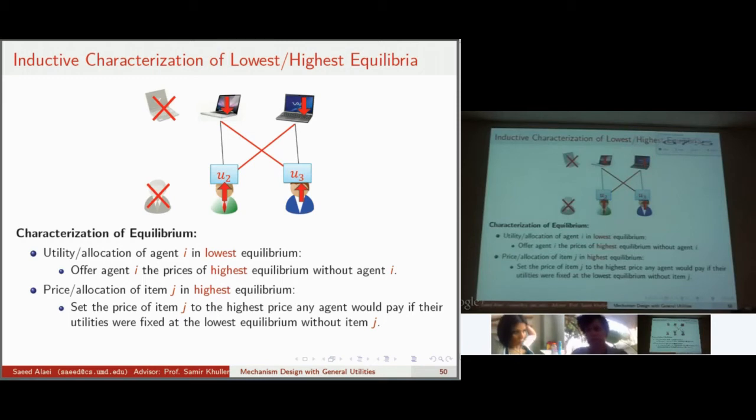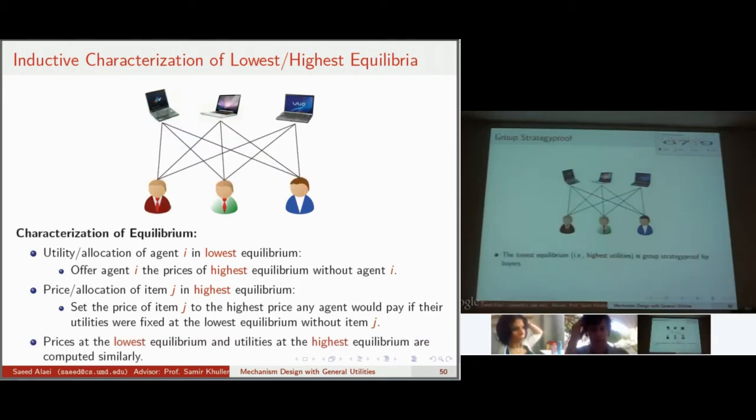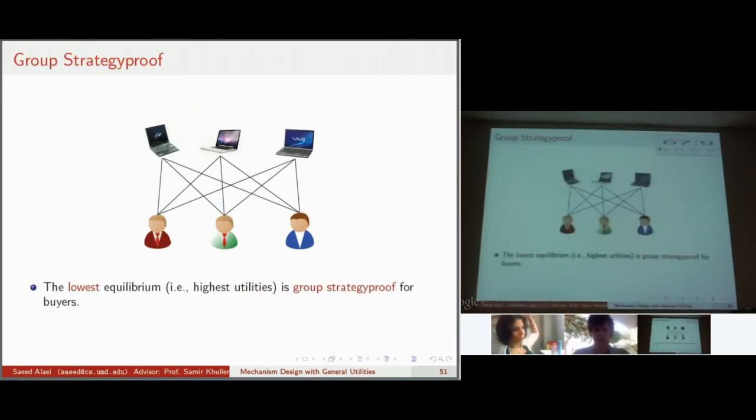Basically, our proofs are based on induction, but it's three or four different theorems where each one calls the next one, and then the last one calls the first one on a market with a strictly smaller size. So the induction goes through, but it's not an obvious proof. Okay. And also, we show that the lowest equilibrium, the one with the lowest prices, is group strategy-proof, which means no group of agents could gain by lying.